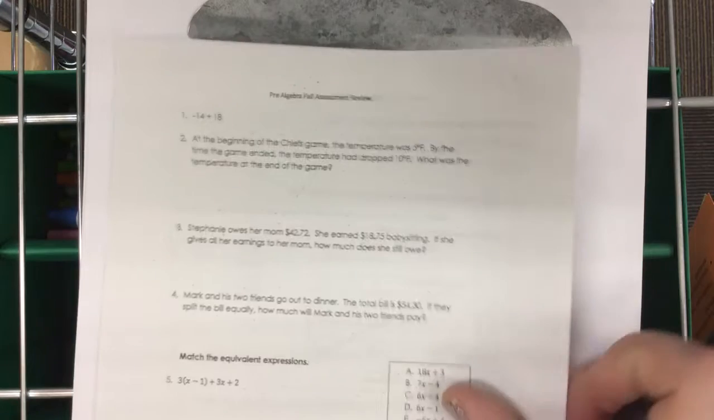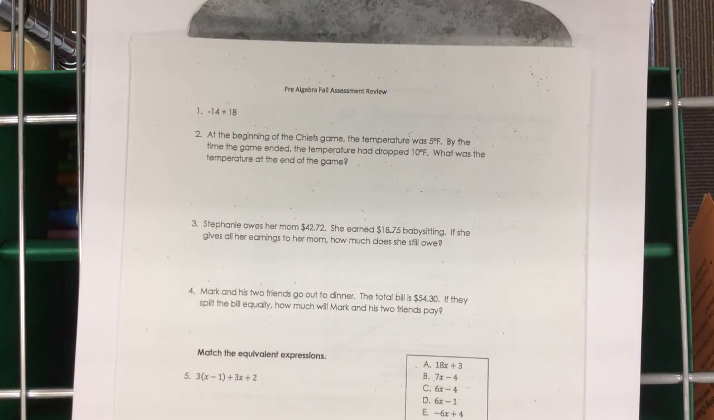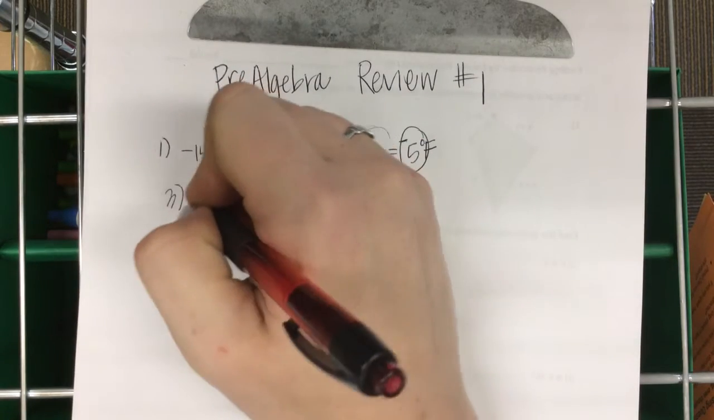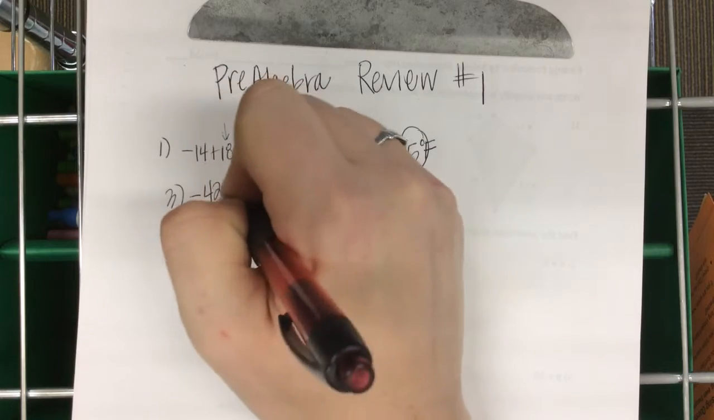Number 3 says, this was a tricky question. Number 3 says Stephanie, oh, not this one, the next one, sorry. Stephanie owes her mom $42.72. What do you know about that $42.72? It's not hers, so what kind of number is it? Negative. I mean, negative $42.72.